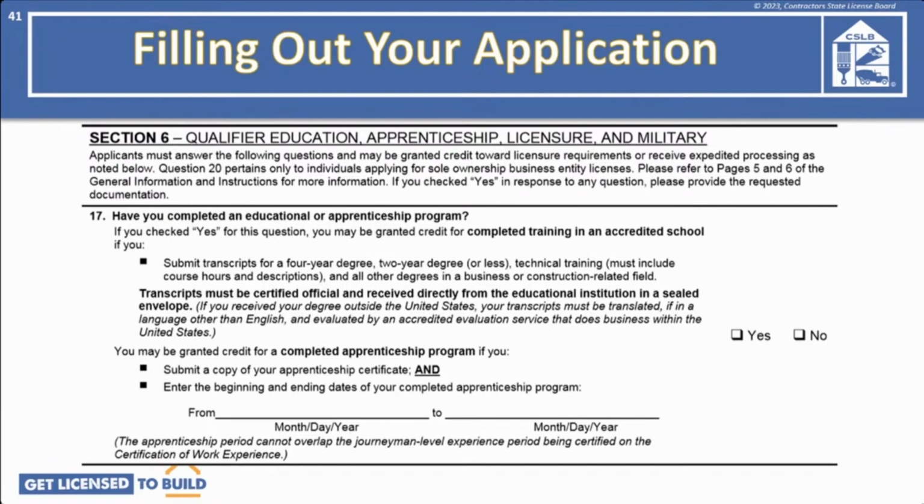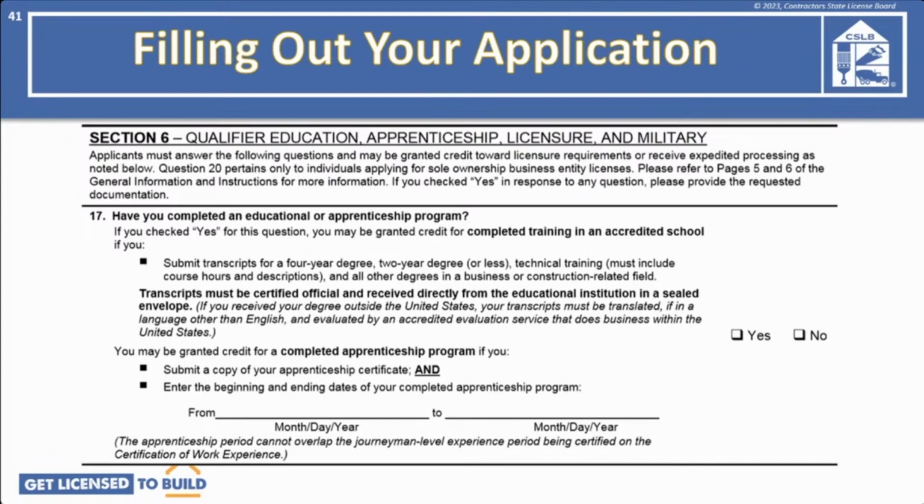CSLB may grant you up to 3 years of credit based on your education. This credit is not on a year-to-year basis, meaning if you have a 2-year college degree, you won't necessarily be granted 2 years of credit towards the experience requirement. You may qualify for this credit regardless of when you completed your education. The 10-year time frame does not apply to education. You may also apply for this credit even if your education was received out of country. If your degree is in another language other than English, it must be translated and evaluated by an accredited evaluation service that does business within the United States.